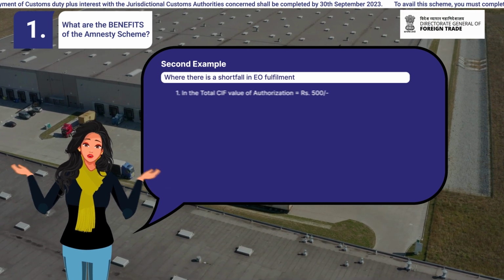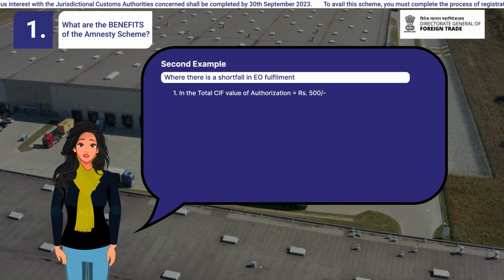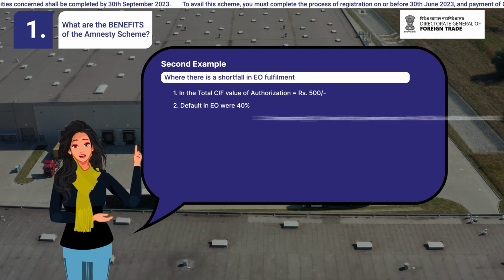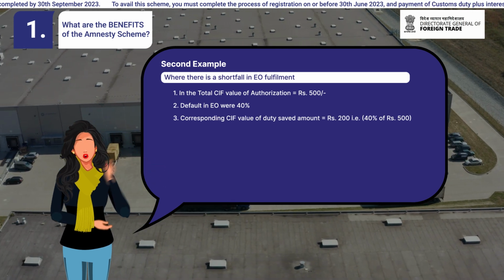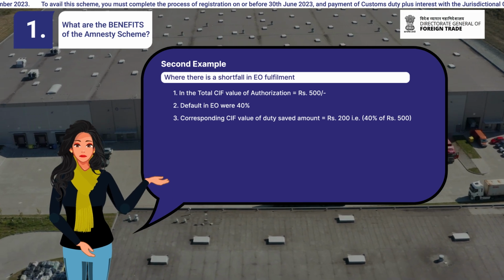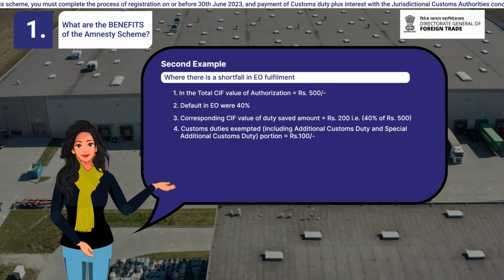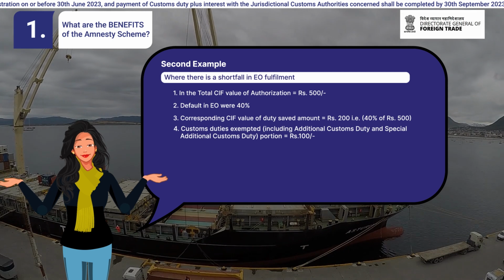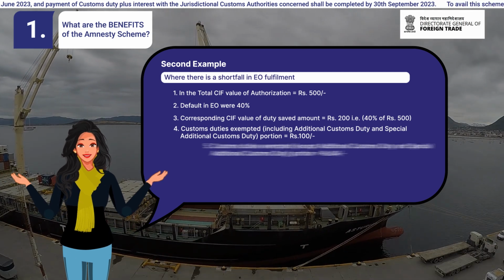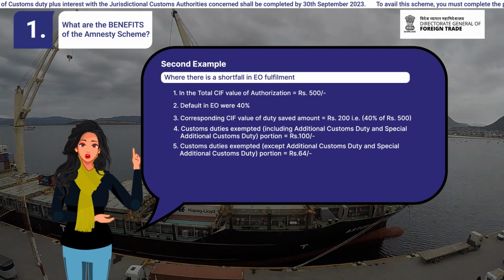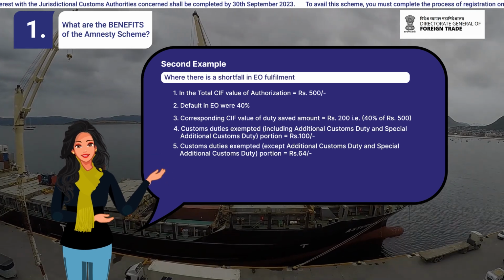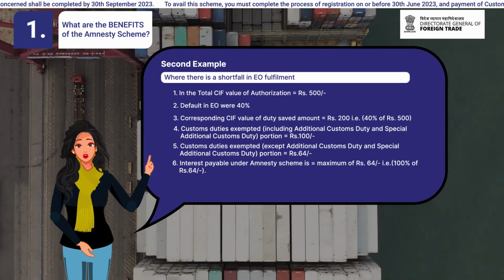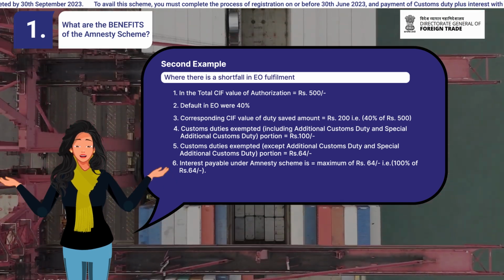Second scenario, where there is a shortfall in EO fulfillment. For example, the total CIF value of authorization is say ₹500. The default in EO was 40%, then the corresponding CIF value of duty saved amount becomes ₹200, 40% of ₹500. All the customs duties exempted including additional customs duty and special additional customs duty is say ₹100. The customs duty exempted except additional customs duty and special additional customs duty portion is say ₹64. Then the maximum interest payable is 64, that is 100% of 64.